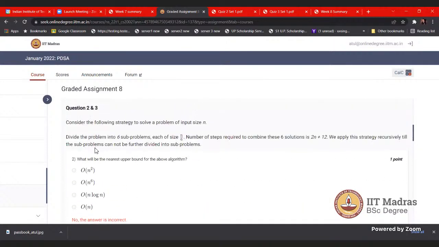If you see problem number 2, consider the following strategy to solve a problem of input size n. Divide the problem into 6 subproblems, each of size n/6. The number of steps required to combine these 6 solutions is 2n plus 3. We apply this strategy recursively till the subproblem cannot be further divided.